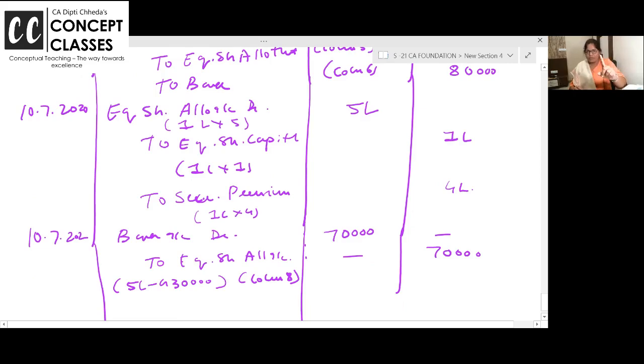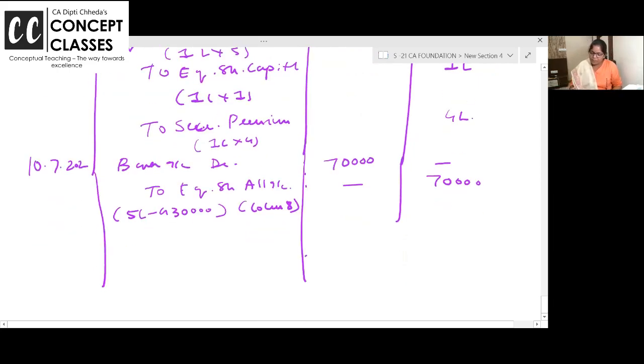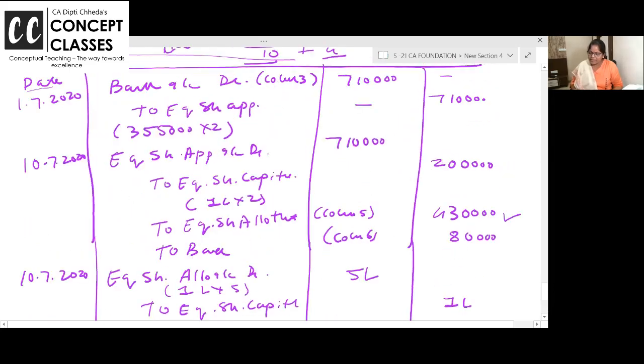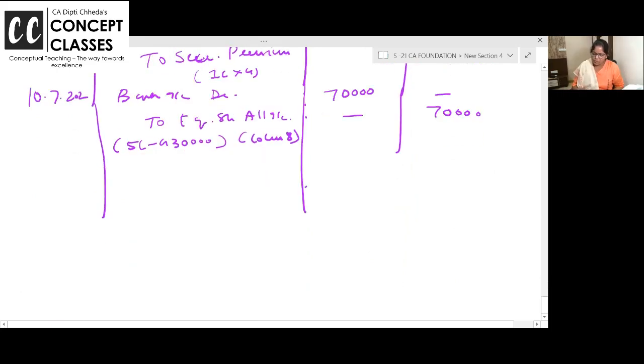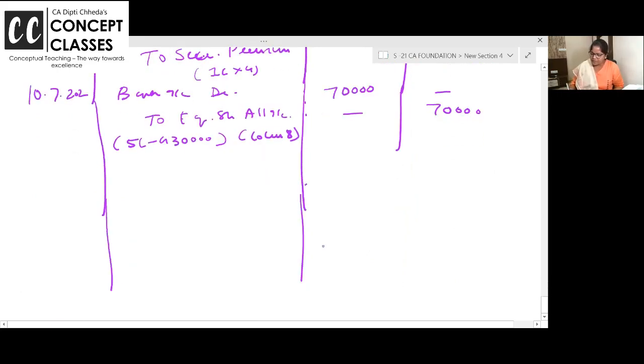Application is due 2 rupees. Allotment is due 5 rupees. And in that, the premium you will keep separate. But allotment already received with application is 430. So वो हो गया. Adjust. Chalo. Now after this, let us make final call due.